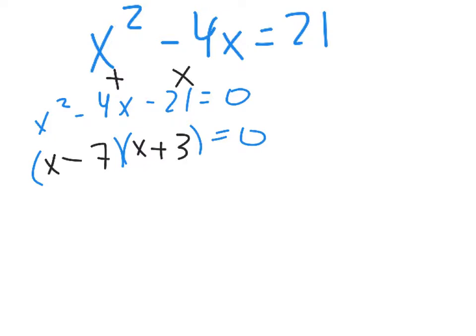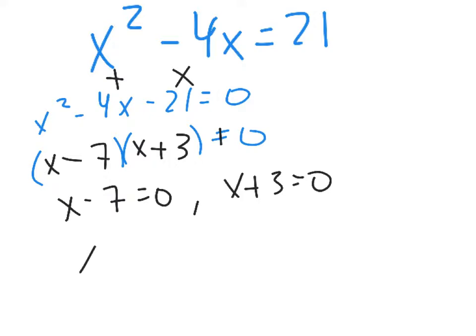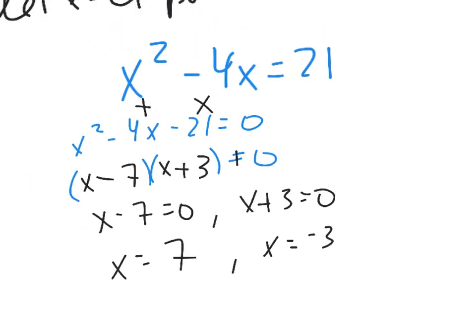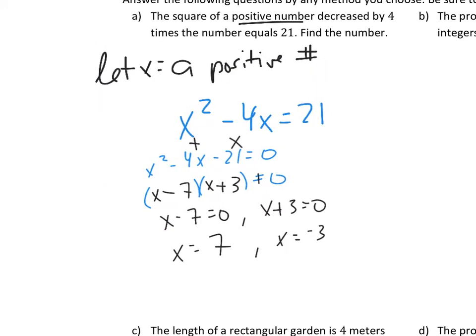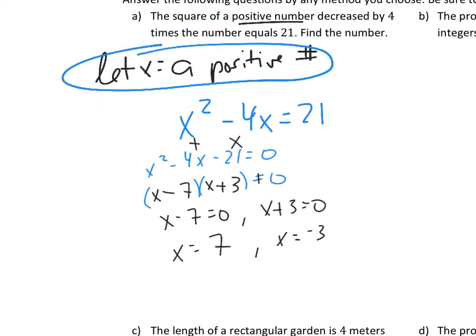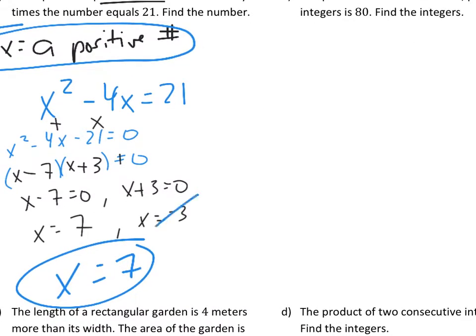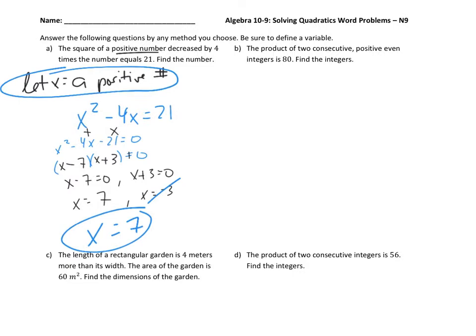So I have two things that when multiplied equal 0. That means I can split this up. I can say that x minus 7 is 0, or x plus 3 is 0. If I solve both of these, which again I'm hoping you can skip some steps and not show too much work, we get x equals 7, or x equals negative 3. Okay, now let's go back. We need the square of a positive number. x is a positive number, so x equals 7. It cannot equal negative 3 because it's negative. So find the number. The number is 7. We're done.